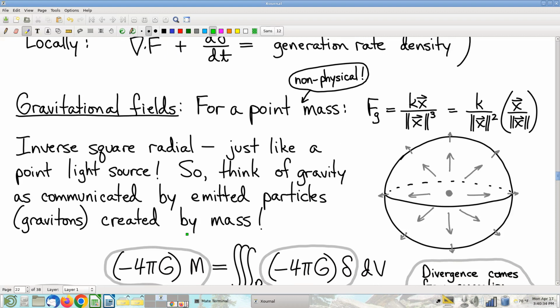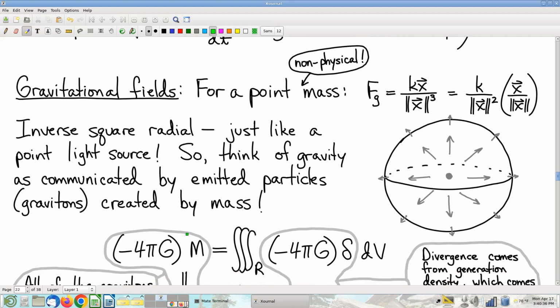Okay, now, another physics idea. This one, very important, gravitational fields.